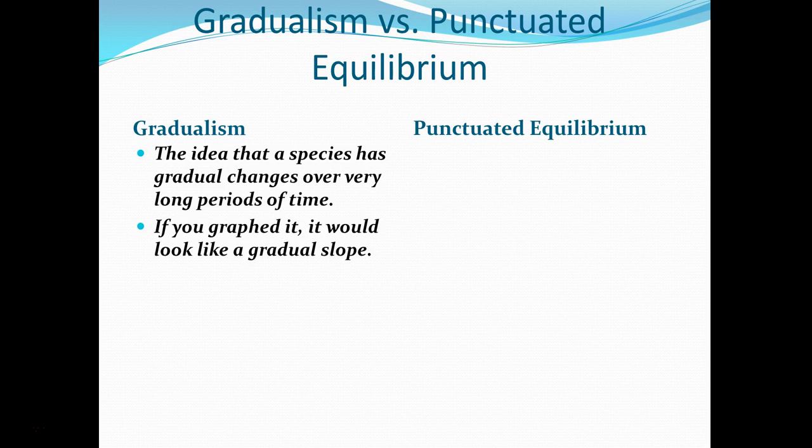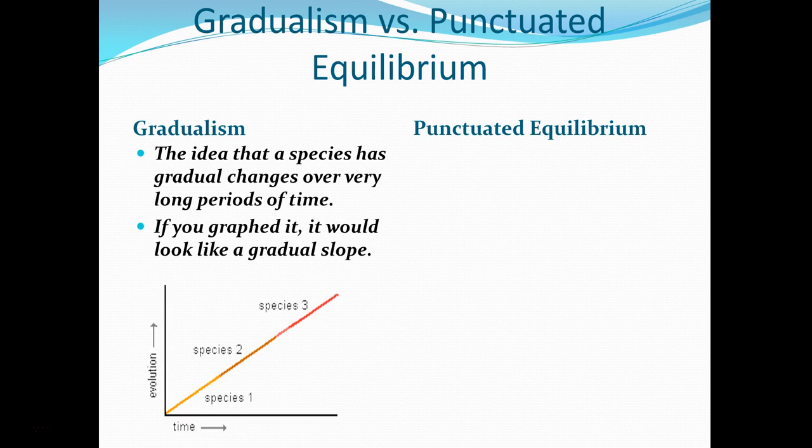Last is gradualism versus punctuated equilibrium. Gradualism is the idea that species change very, very slowly over long periods of time. And if you did a graph of this, you would have a very gentle slope, maybe even more gentle than this, or gradual than this, something like this here.